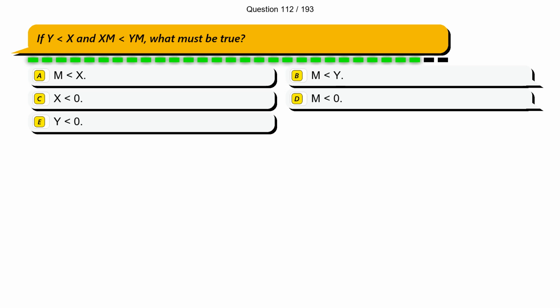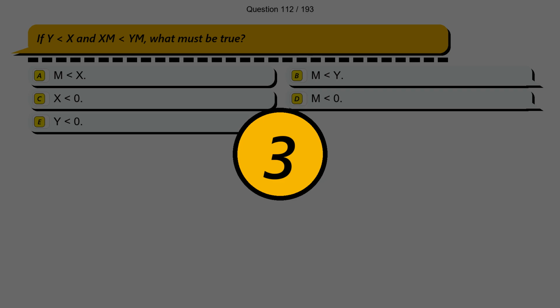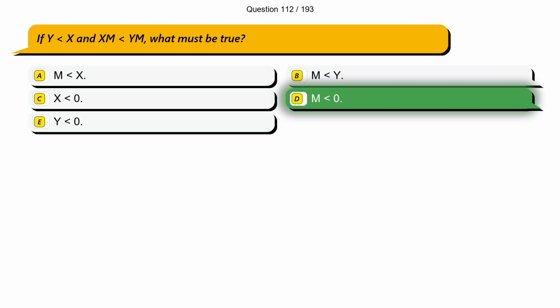Question 112. If y less than x and x times m less than y times m, what must be true? Option A, m less than x. Option B, m less than y. Option C, x less than 0. Option D, m less than 0. Option E, y less than 0. The correct answer is option D, m less than 0.